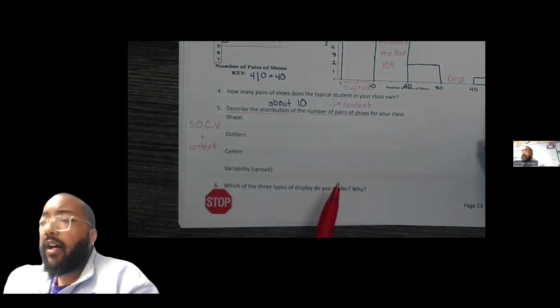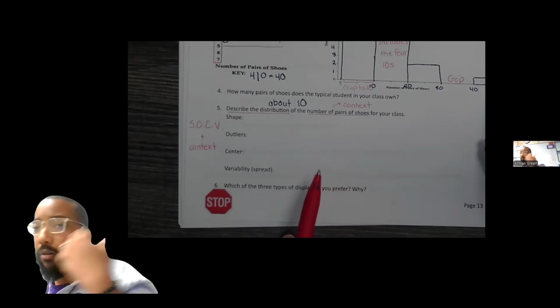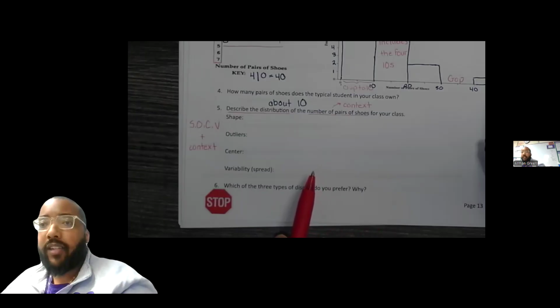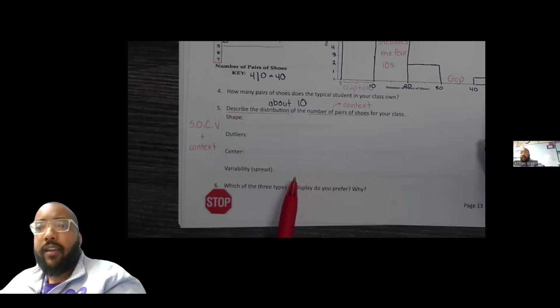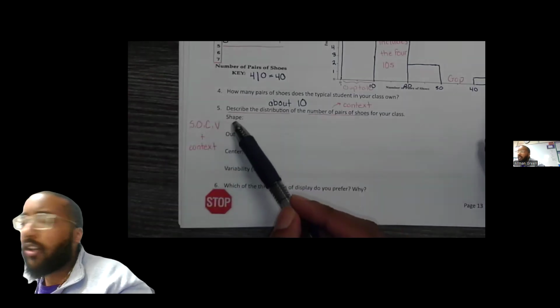So any numbers we talk about, or if we're talking about the shape, we need to make sure that we include what it is that this data is collecting, or what it is that we're talking about, which in this case is number of shoes. So you have to include that information in your description. All right, so let's talk about shape.